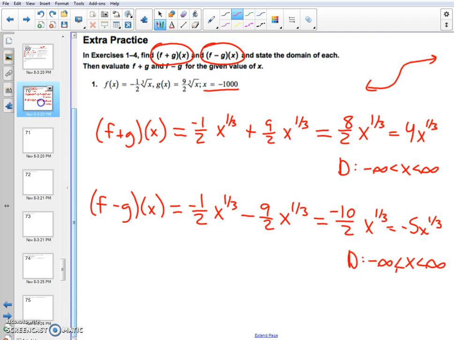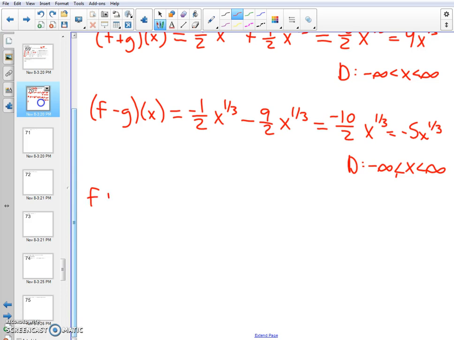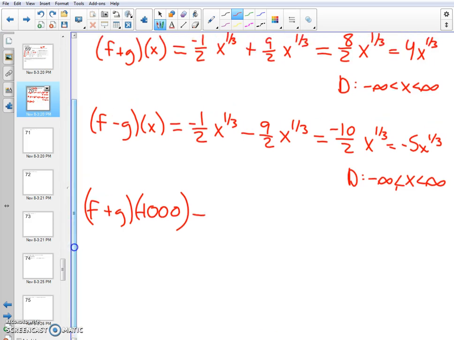All right, the last thing they asked me then is substituting in a value, that negative 1,000. So they want me to find f plus g. Now instead of an x there, I'm going to put in negative 1,000 because that's what I'm plugging into my function. So that would be 4, and instead of x, I have negative 1,000 to the 1/3 power. So the cube root of negative 1,000, what number do I multiply by itself 3 times to get negative 1,000, is just 10, and since it's negative, it'd be negative 10. So this is just negative 40.